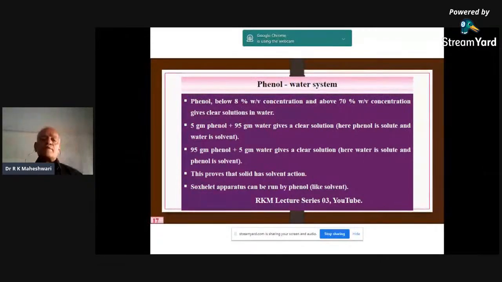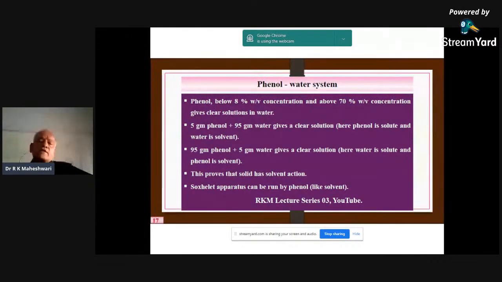Another proof that solids have solubilizing power is the phenol-water system. Those who have forgotten this, please listen from me. Phenol below 8% and above 70% gives clear solutions. What does it mean? Suppose you take 5 gram phenol and 95 gram water, you will get a clear solution. If you take 95 gram phenol and 5 gram water, then also it is a clear solution. But in between, 8 and 70, you cannot prepare a 50% phenol solution in water, it will be turbid. You cannot prepare a 40% phenol in water solution, it will be turbid.